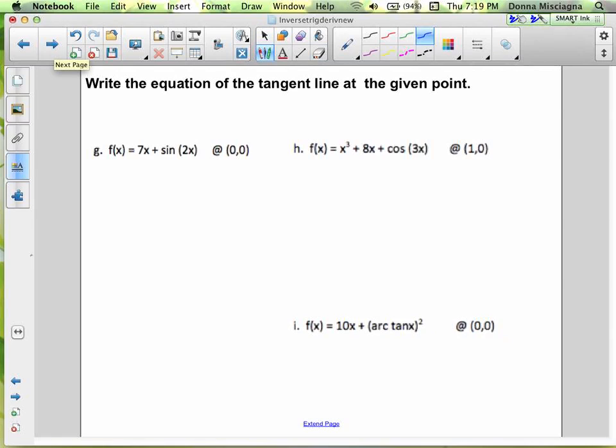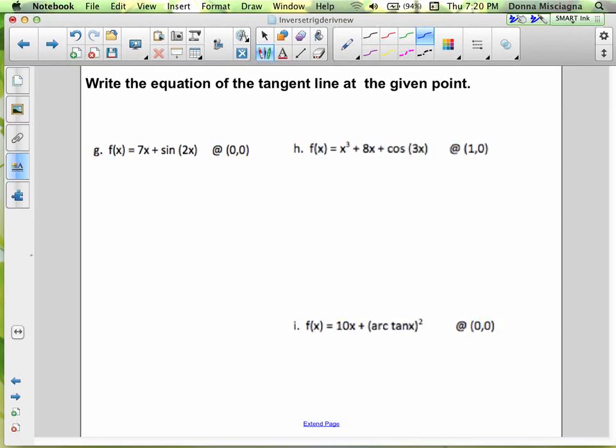So let's do this one now. All right, so we're going to find the equation of the tangent line at the given point for the 3 functions here. And only one of them is an inverse. We got a trig inverse there. We got an arctan in there. But that's okay. Good practice.